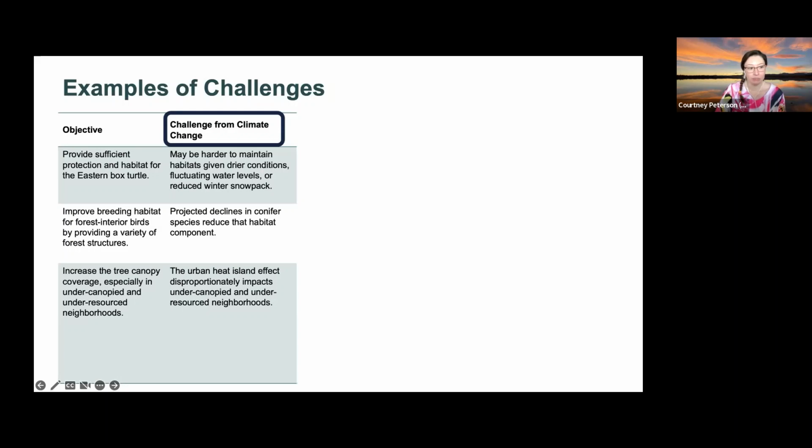Another example, we might have an objective of improving breeding habitat for forest interior birds by providing a variety of forest structures. A climate challenge for that management objective might be that there are projected declines in conifer species that are going to reduce the habitat component for those forest interior birds. And then finally, we might have an objective about increasing the tree canopy coverage, especially in under-canopied and under-resourced neighborhoods. And so one of the climate challenges is that the urban heat island effect is disproportionately impacting those under-canopied and under-resourced neighborhoods. So again, all of those things are making it harder to achieve our goals and objectives under climate change based on those climate challenges.